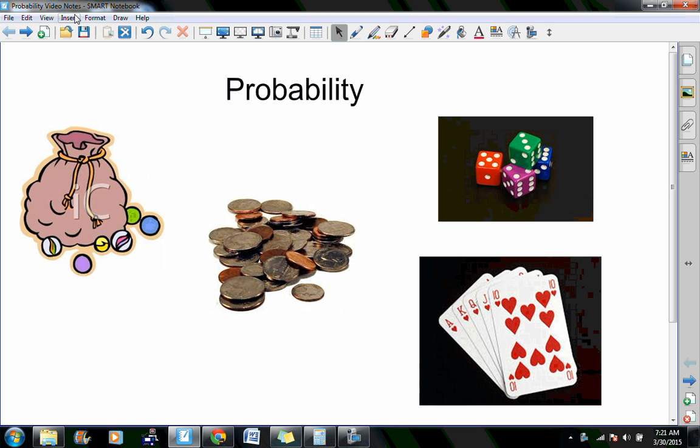Probability is a concept that you use very frequently with things like marbles and coins and dice and cards. It's the chance of something happening. All probability is trying to weigh those odds of something happening versus it not happening, and then making decisions based upon those odds.